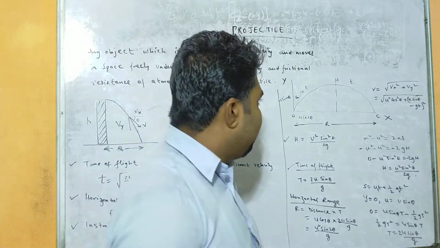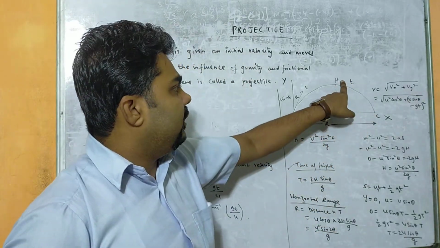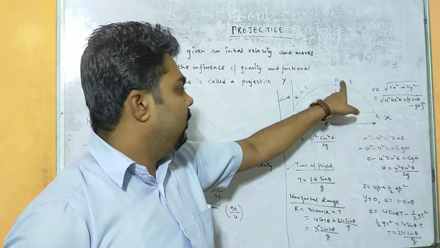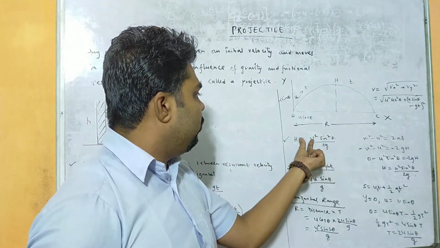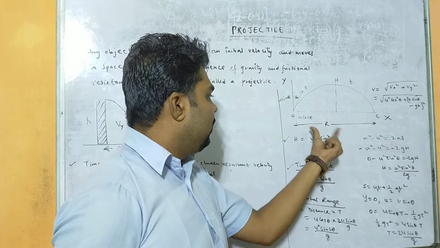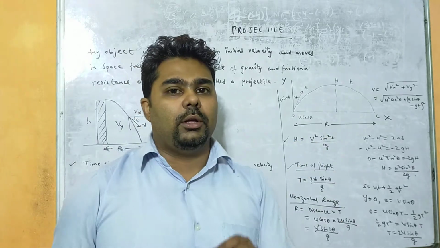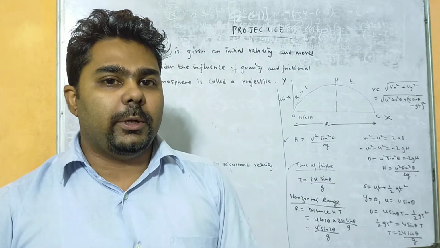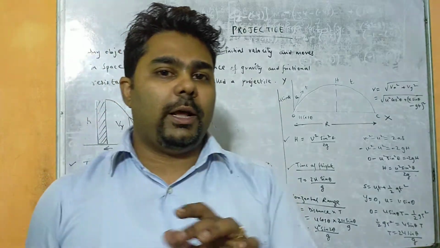So let us consider the maximum height here, let it be h. Okay, so h equals to u square sin square theta by 2g. This is the formula we have to remember and apply in the numericals, right? But we will see how this formula has come.